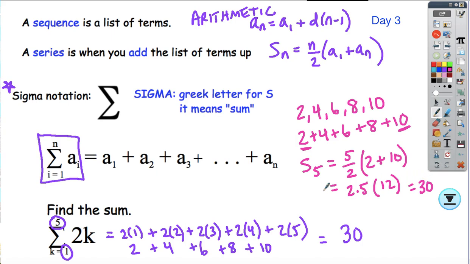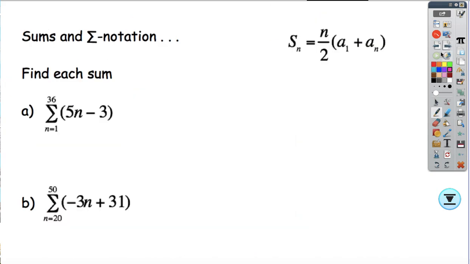So I can do it the long way. Now this isn't super long because there was only 5 terms, I can do it the long way, or I can use this summation formula as long as I know it's arithmetic. Well, everything we're going to do today is arithmetic, so you'll be able to use this formula. So let's look at a couple more examples.